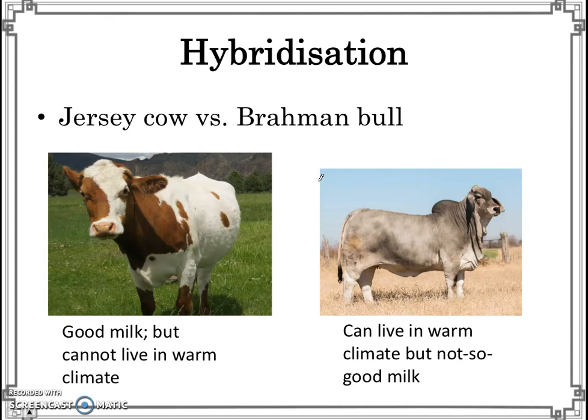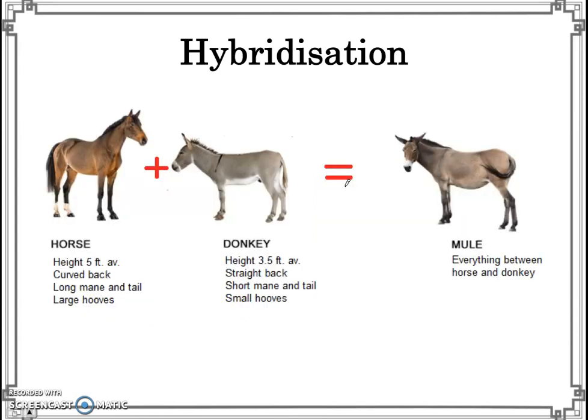So one famous example is with cows. So here's the Jersey cow. It produces a lot of good milk, but it cannot live in warm climates. And here's the Brahman bull over here. It looks more saggy. He can live in warm climate, but he doesn't produce that good milk. So what we can do is we can cross a Jersey cow with a Brahman bull to produce a hybrid that produces both good milk and can also grow in warm climates. Another famous example of hybridization in animals would be mules. Well, mules are actually a cross between horses and donkeys.